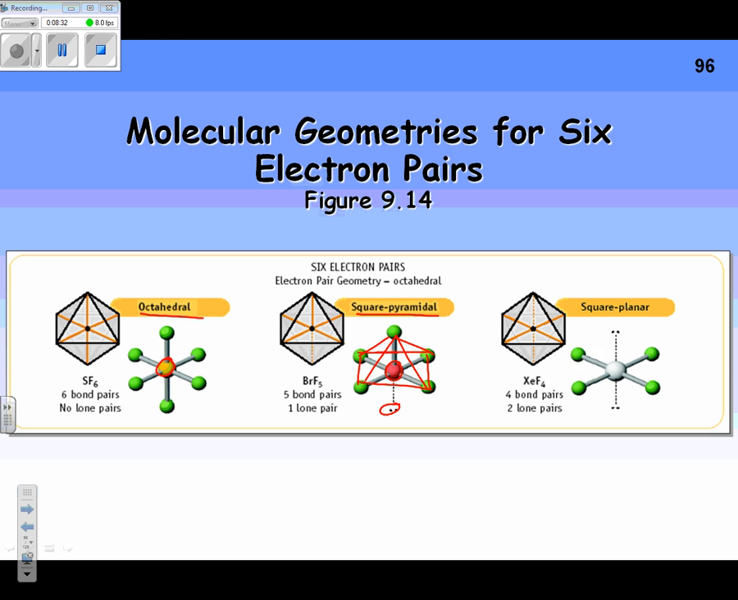All right, and then if we have a center atom surrounded by six things, but two of them are unshared pairs, we end up with square planar. These are all in one plane. So those are your shapes. You really just have to memorize them.